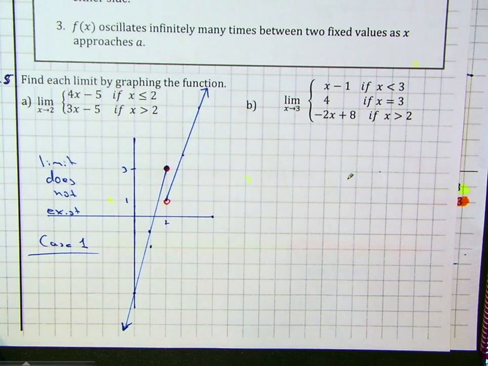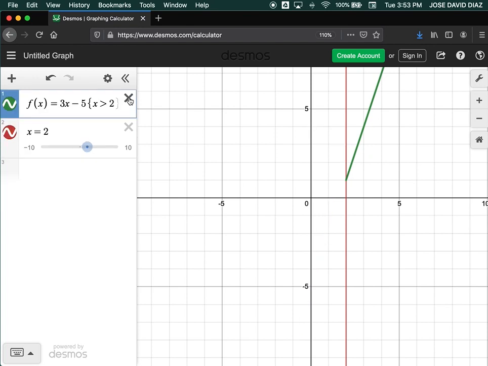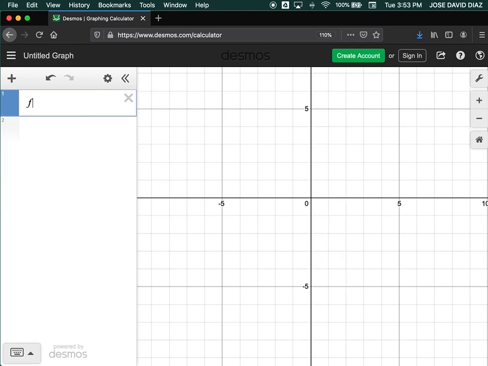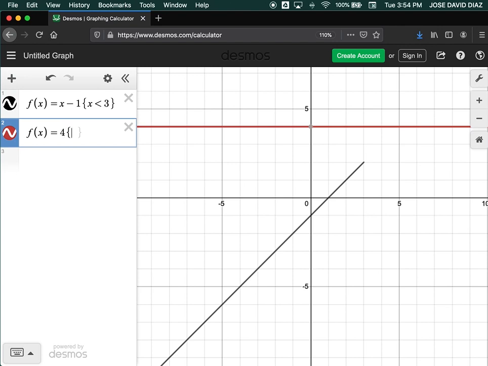Letter B. Go ahead and graph it. Let's graph it together. We have the first function, f of x equals x minus 1. The domain is x is less than 3 for this piece. F of x equal to 4. The domain is x equal to 3.